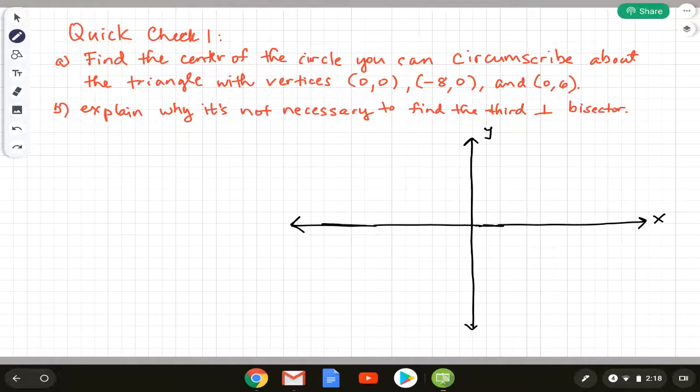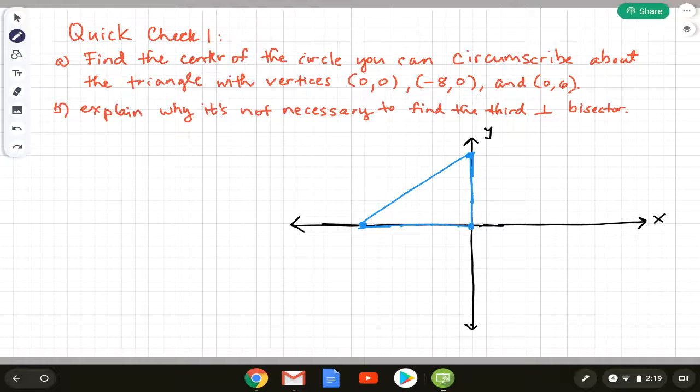Okay, so I'm going to put these points in. Here is 0, 0. -8, 0 would be 1, 2, 3, 4, 5, 6, 7, 8 here. And then 0, 6 would be on the y-axis, 1, 2, 3, 4, 5, 6, because the x value is 0. My dots are a little too big. So here's my triangle. There are two sides, one horizontal and one vertical. So I would proceed just like I did on the example here.